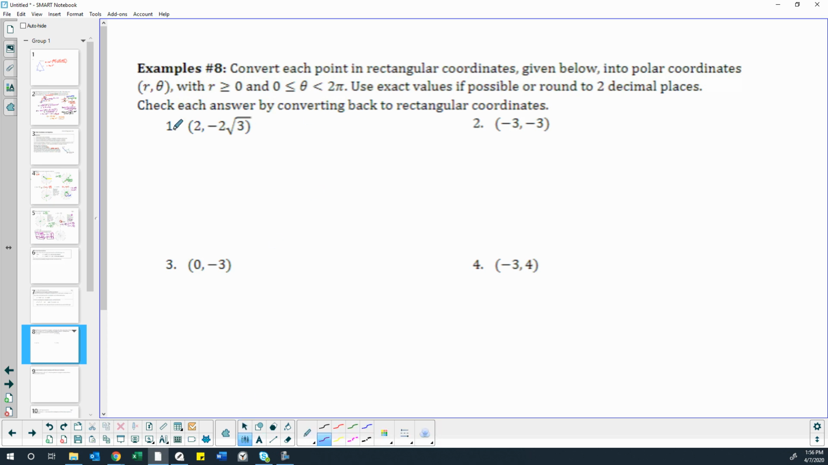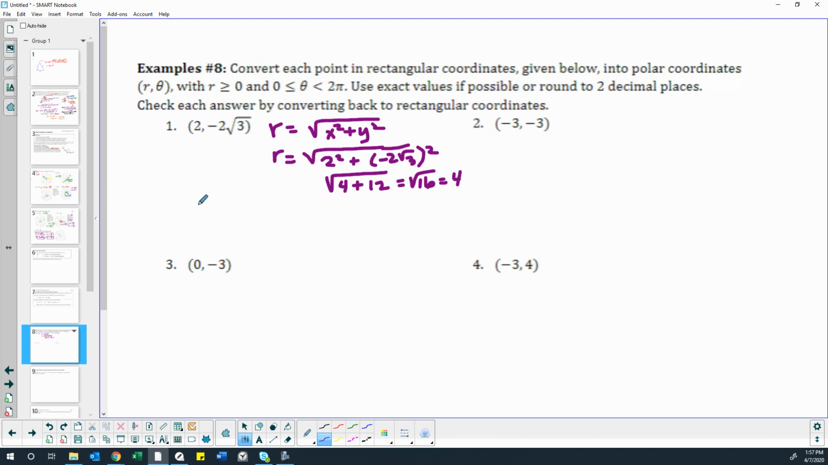So we have x and y, we want to find r. So r is the square root of x squared plus y squared, correct? So let's go ahead and find that answer. So 2 squared plus negative 2 square root 3 squared. Now the negative doesn't even really matter because it just turns positive anyway. So we have 4 plus 4 times 3, so 12. So that's the square root of 16, which is 4. So we get a radius of 4. So there's r. Then we need to find theta.